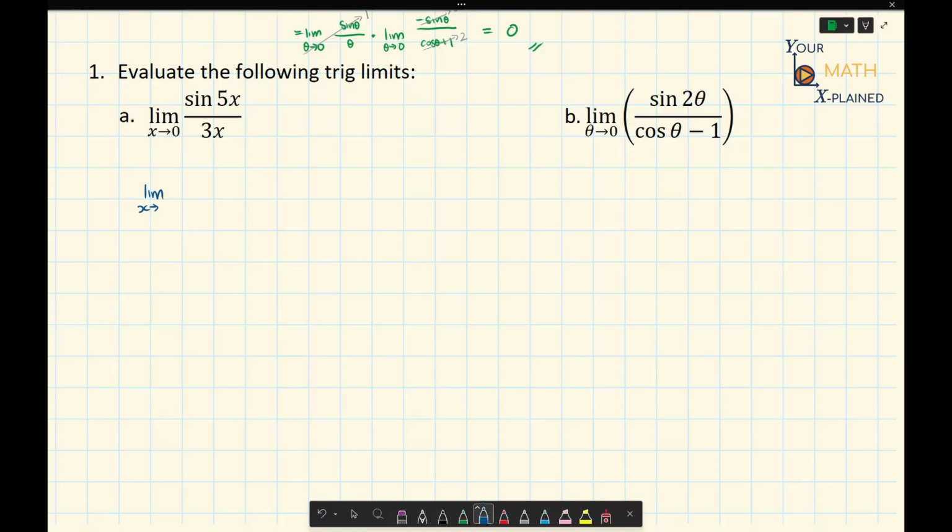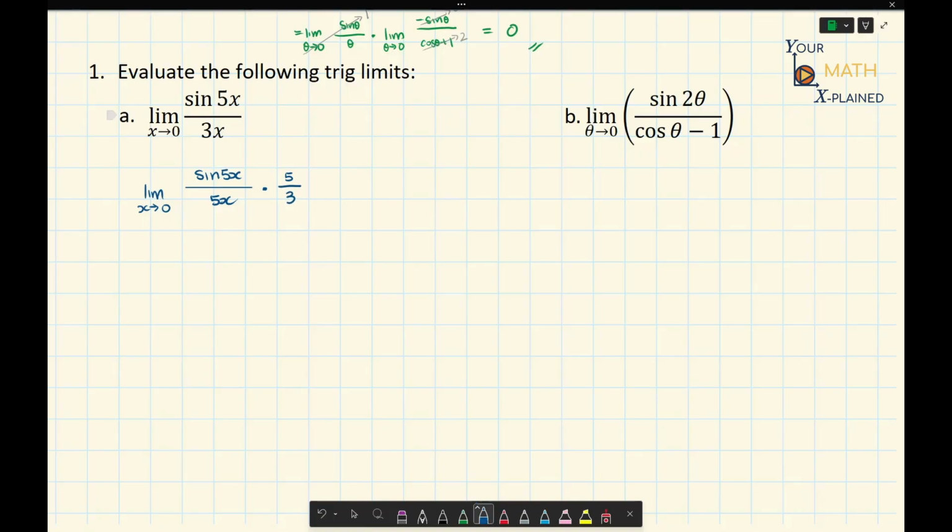So we want the limit as x approaches 0 of sine 5x, and we want the bottom to also be 5x. But that's not what we currently have. Currently, our denominator is 3x. So what can we multiply this by in order for the denominator to become 3x? Well, if we multiply this by a 5 on the top, that 5 is going to cancel out with this 5 on the bottom. And then in order to get this 3, we just need to go ahead and make our denominator here 3.